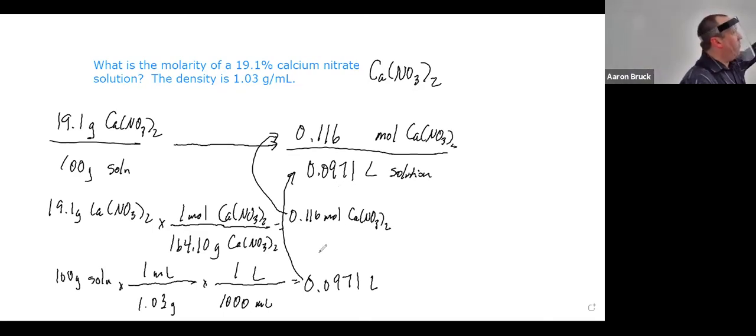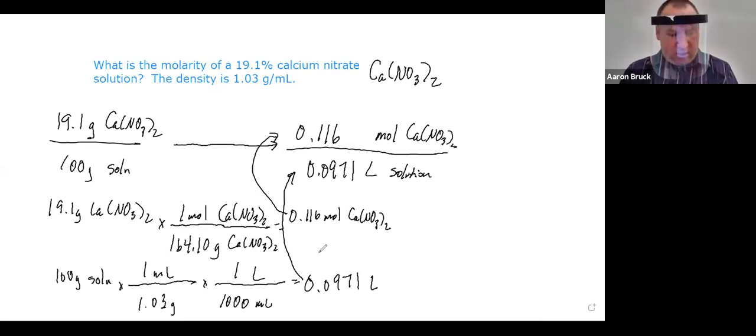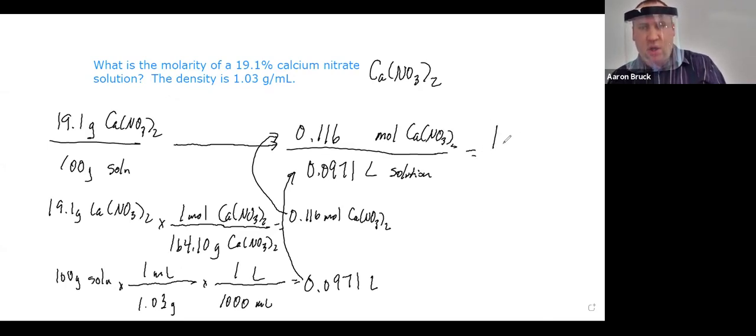So now I have my moles. Now I have my liters. I just need to divide the two. 0.116 divided by 0.0971. And I get, to 3 significant figures, 1.19 molar calcium nitrate.